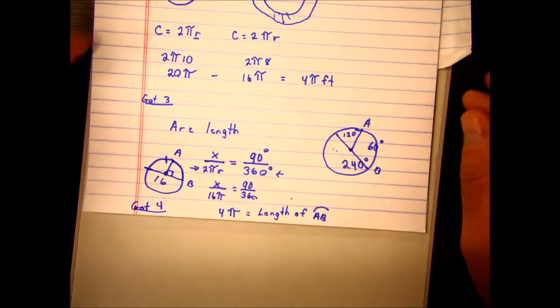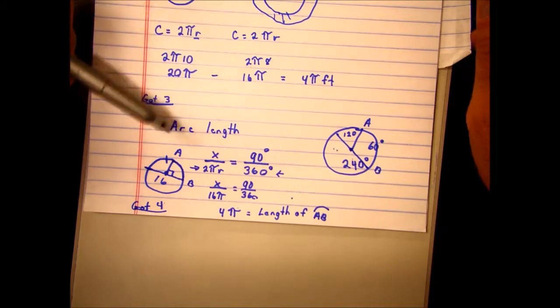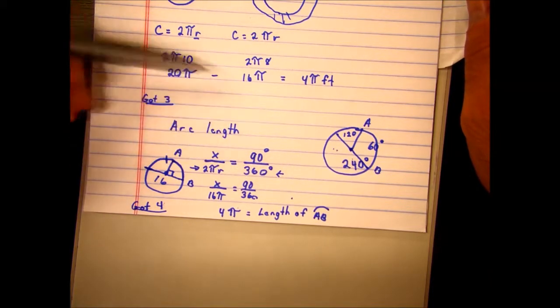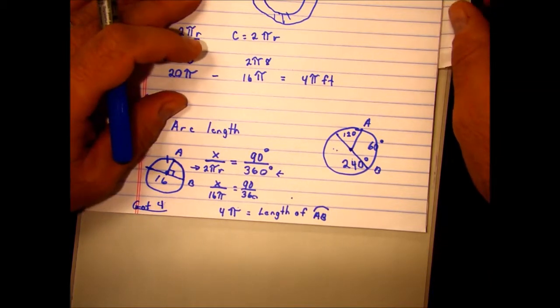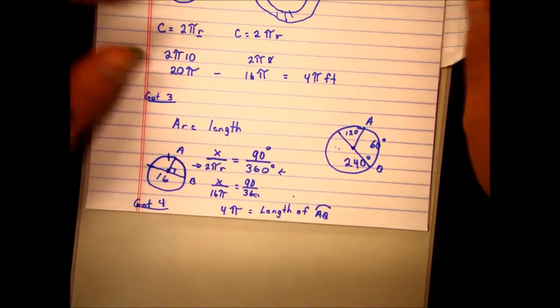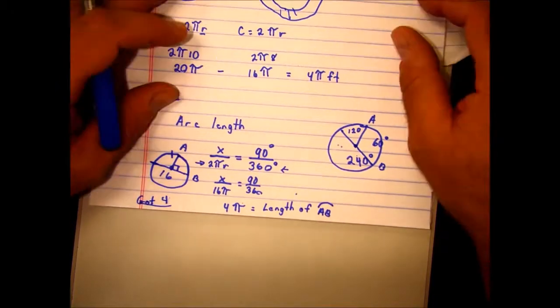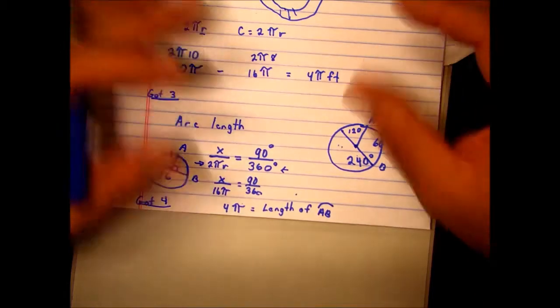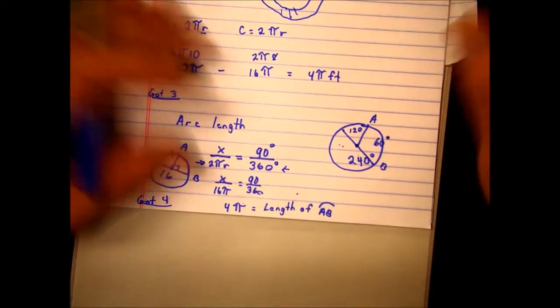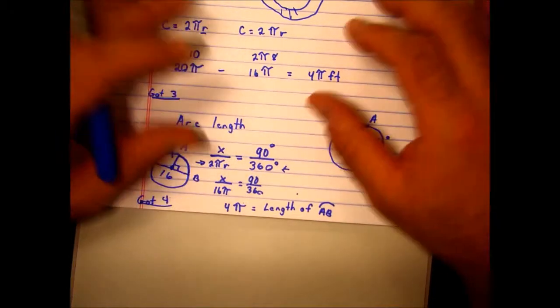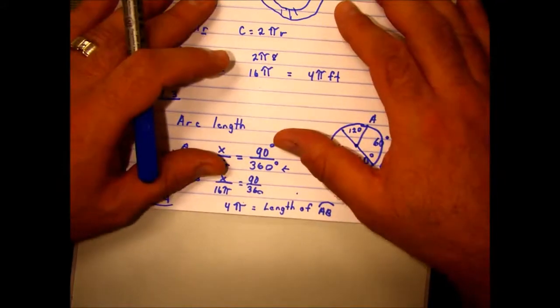Last but not least is the concept of congruent circles. You should know that when circles are congruent, then their arcs are congruent. If their arcs are congruent, then the circles are congruent. So you're trying to compare two circles. If they have the same arc measurement, then you're dealing with congruent circles.